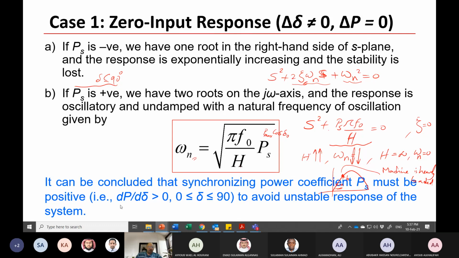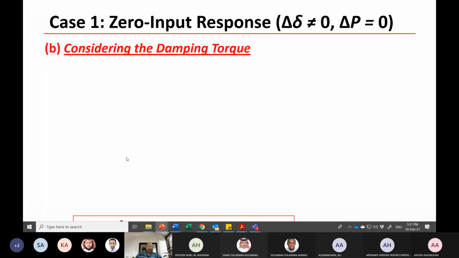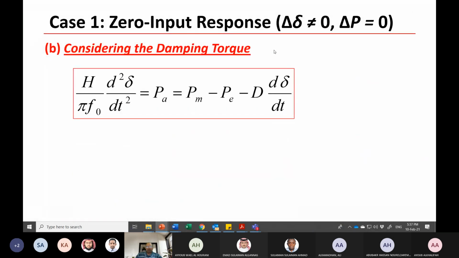Okay, so it can be concluded that the synchronizing power coefficient Bs must be positive, i.e. the derivative of the power angle curve is greater than 0. That means delta between 0 and 90 to avoid unstable response of the system. So what we want to emphasize here, the synchronizing power coefficient is an indication of the system stability. Okay, if we consider the damping torque, what do you think before starting the analysis here? The picture will be better or worse if we have this term?